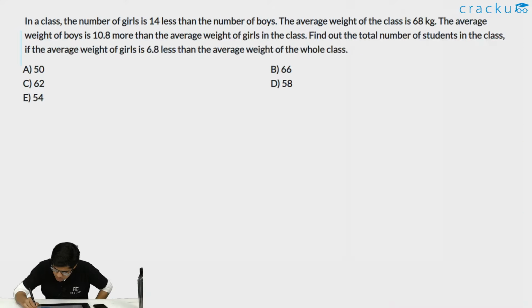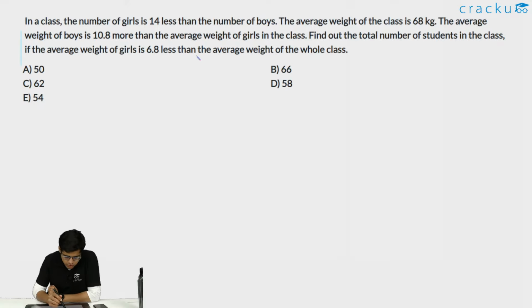Chalo. Let's read. In a class, the number of girls is 14 less than the number of boys. Okay. Average weight of the class is 68 kg. Okay. Average weight of the boys is 10.8 kg more than the average weight of the girls in class. Find out the total number of students in the class if the average weight of the girls is 6.8 kg less than the average weight of the whole class. Fine.